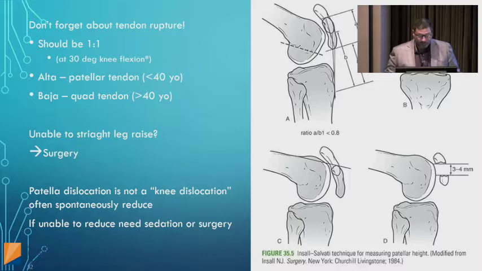I also want to emphasize that a patella dislocation is not the same thing as a knee dislocation. A knee dislocation is a potentially devastating injury that needs to be addressed rapidly. A patella dislocation is nowhere near as serious.